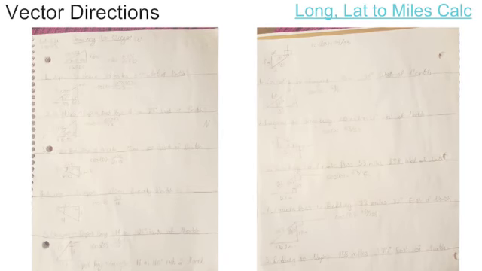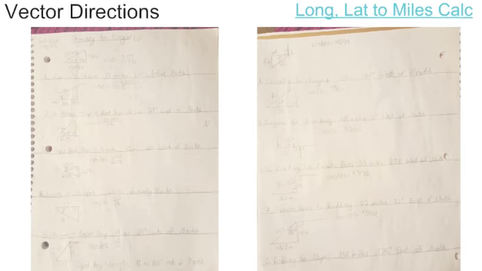That is how I created my vector map from Napa, California to Corvallis, Oregon, and from Corvallis, Oregon back to Napa. Thank you.